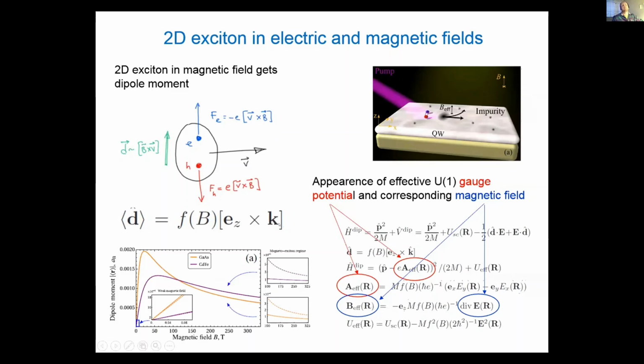And again, if you do all the math, the dependence of the dipole moment on K in this form leads you to the appearance of the effective magnetic field, and the value of this effective magnetic field is given here. So it is proportional to the divergence of the electric field, so you need spatial dependence.